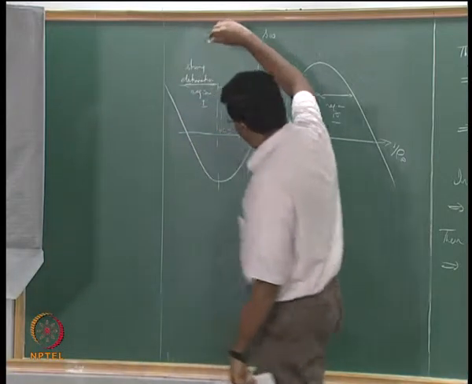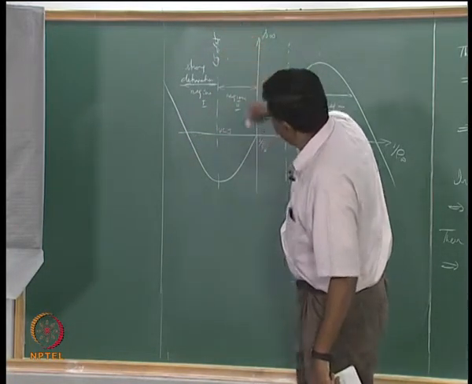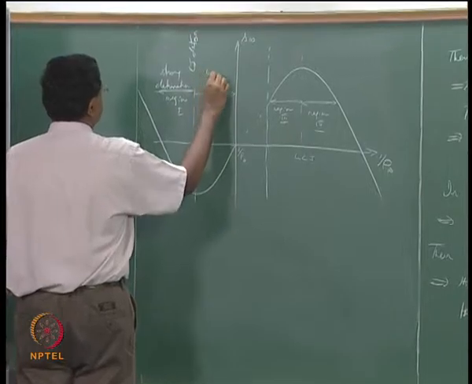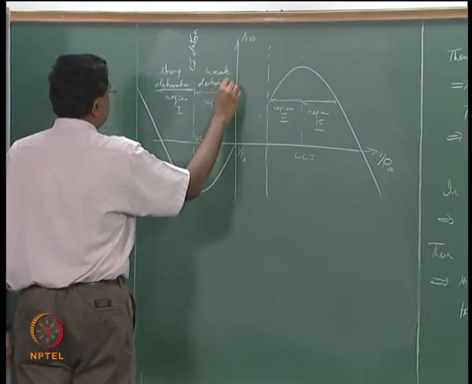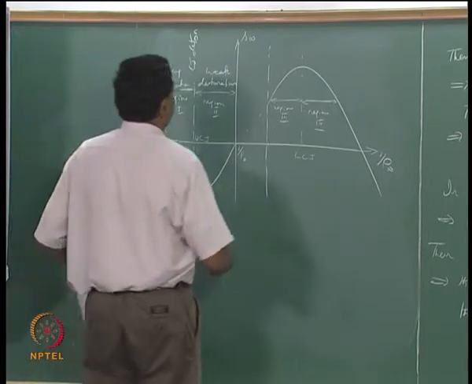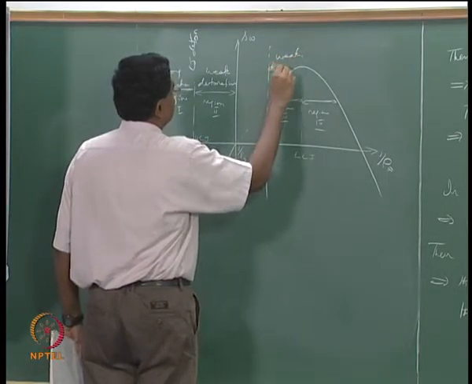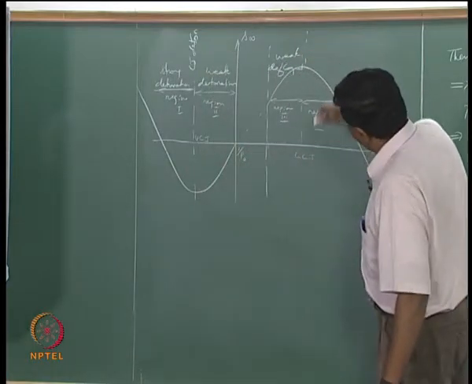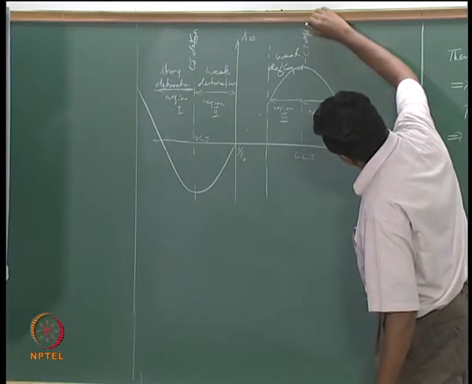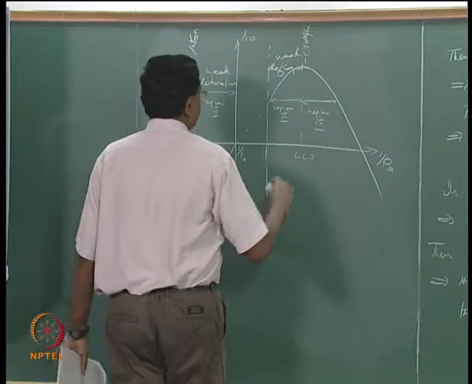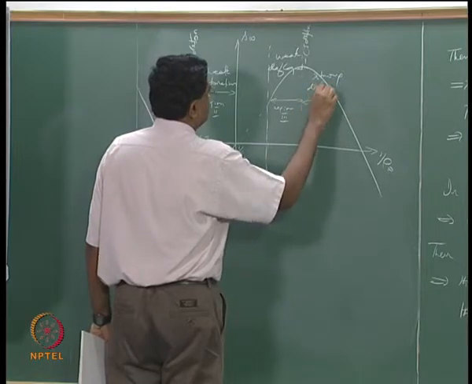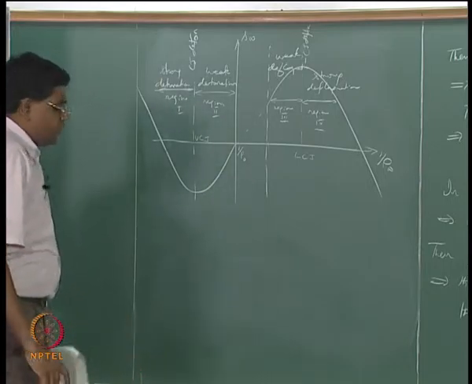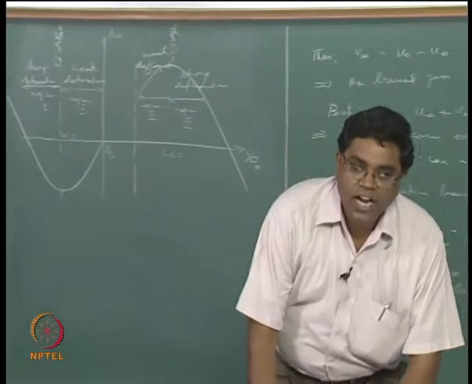you have CJ detonation. This is weak detonation, we have weak deflagration, and of course we have CJ deflagration, then we have a strong deflagration, right.